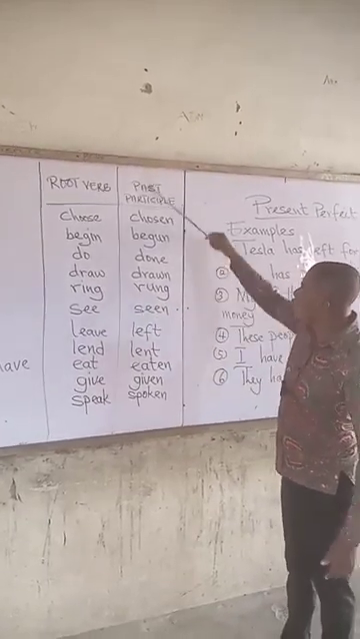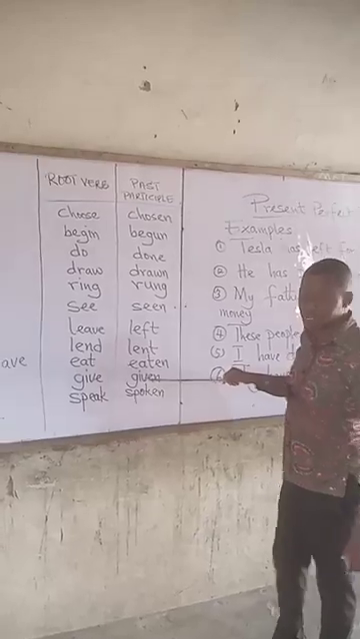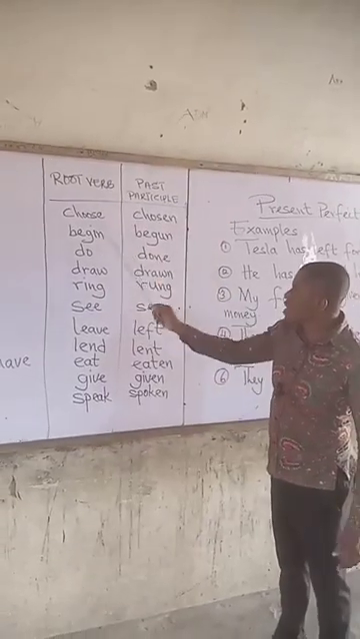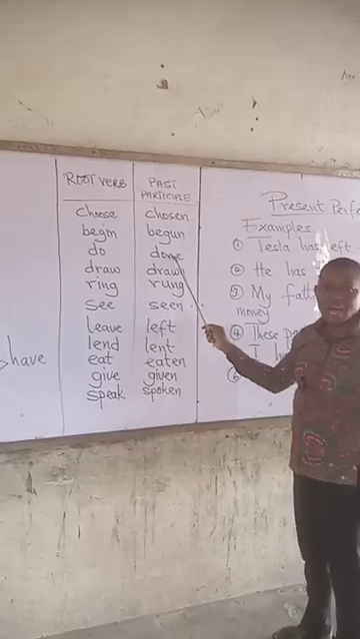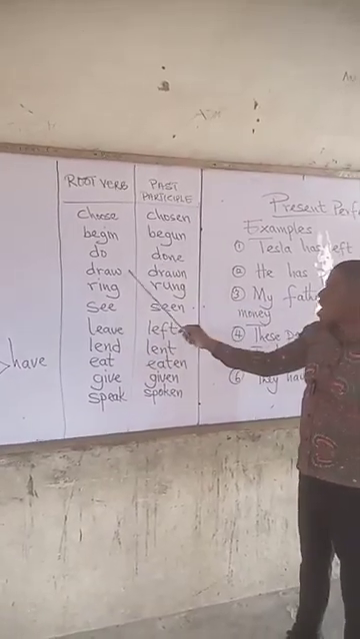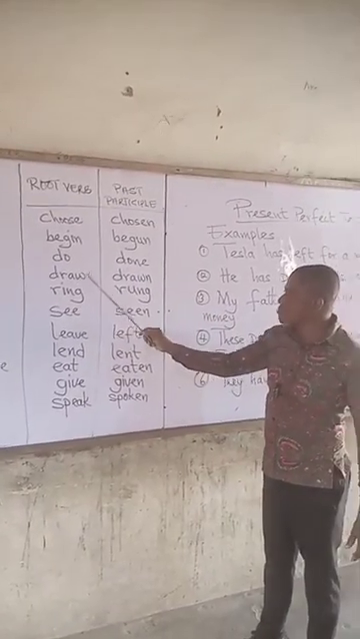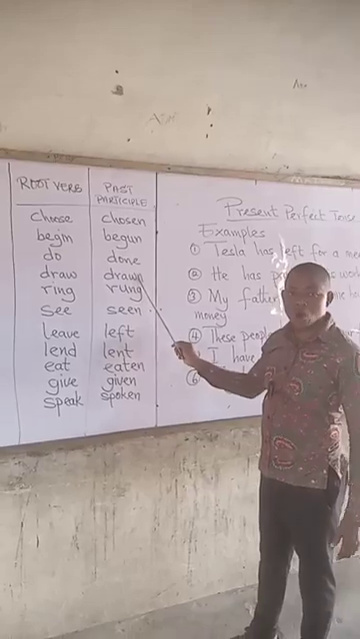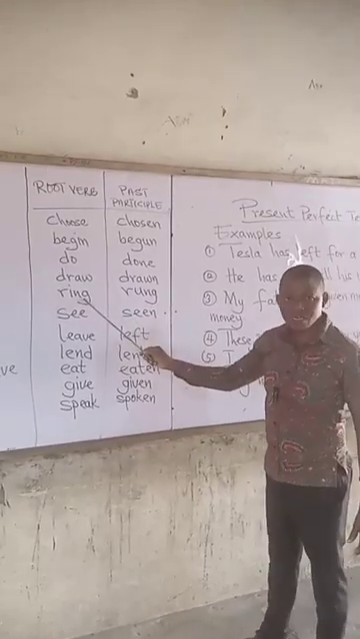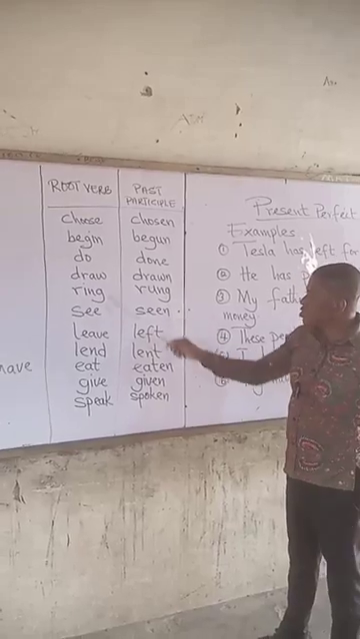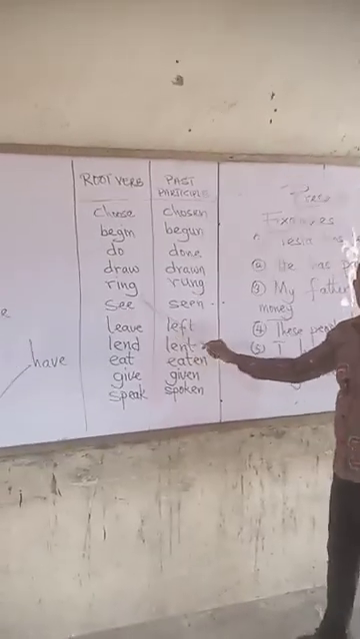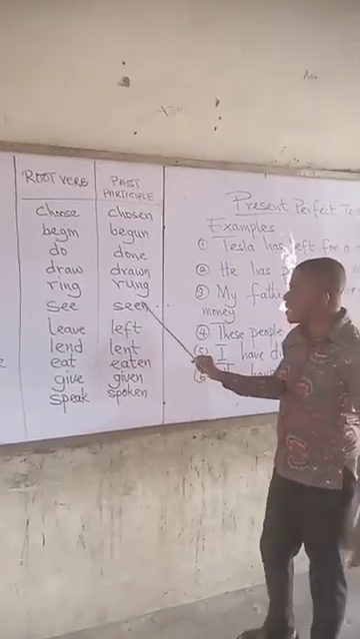Then these are all the past participles on the board. So the root verb, we have do. The past participle will be done. We also have draw, and the past participle will be drawn. We have ring, and the past participle will be rung. And we also have see, and the past participle will be seen.